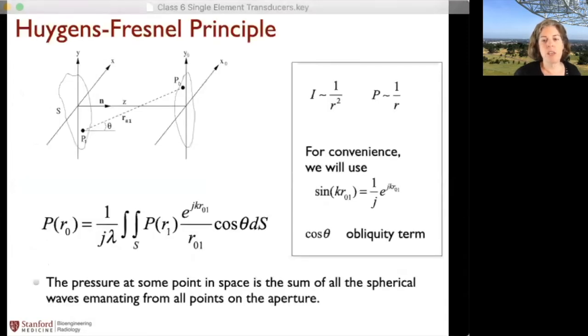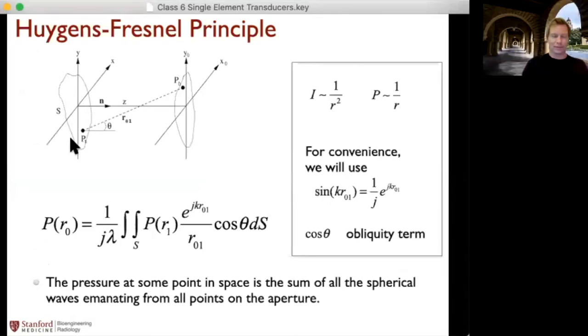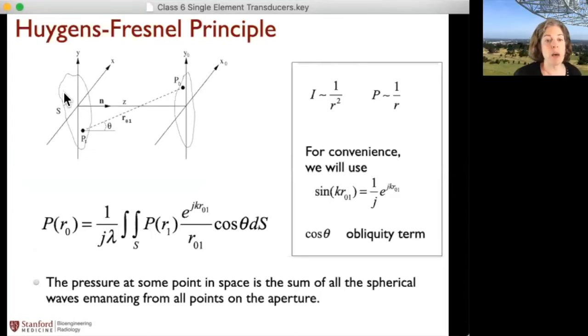The key concept is that you can take any arbitrary shaped transducer, any arbitrary shaped pressure surface, any arbitrary shaped aperture, which are different words for the same thing, and you can split it up into multiple different points. Each one is going to send out a spherical wave. For any point in space, you can calculate what the pressure is going to be at that point, because all you have to do is sum up the spherical waves from each of the pressure points on the aperture.